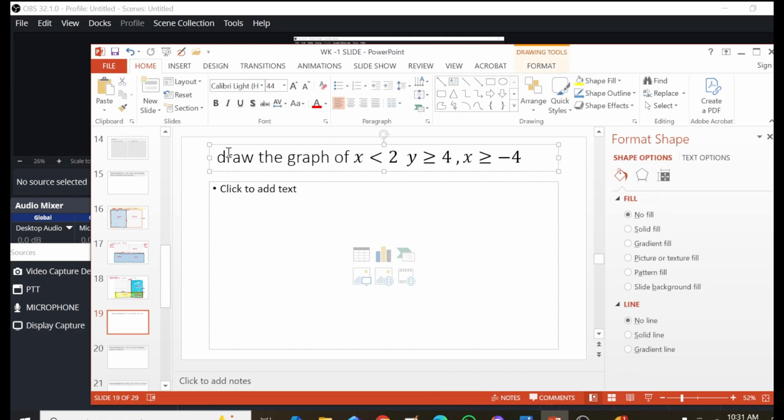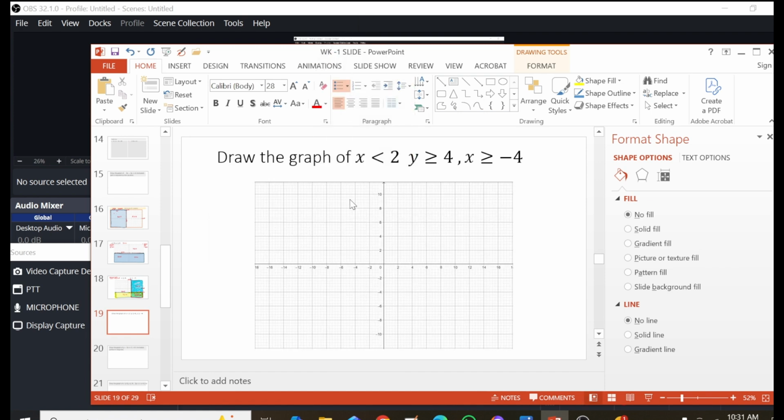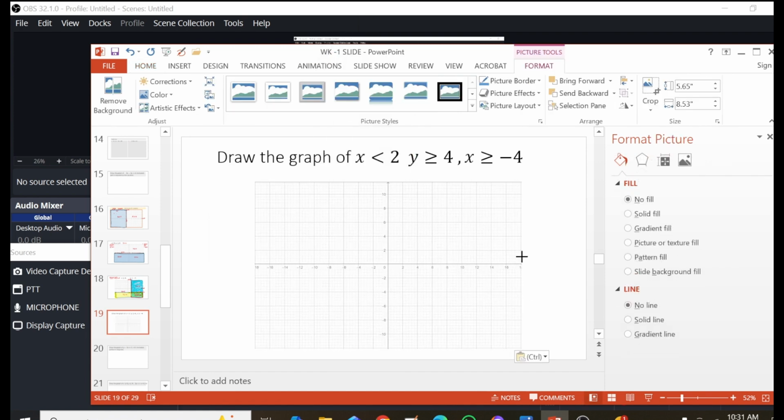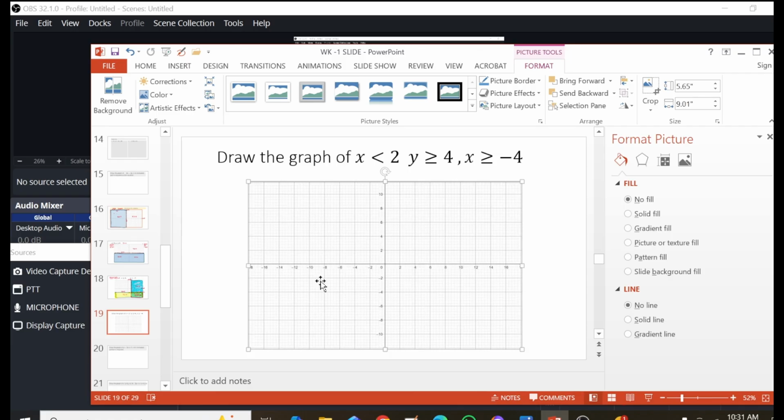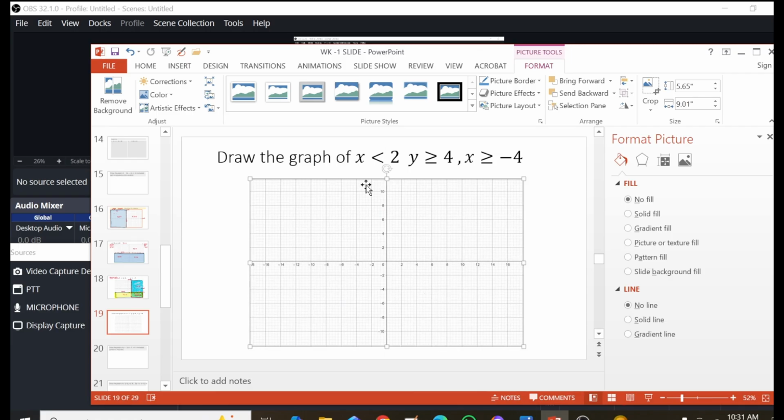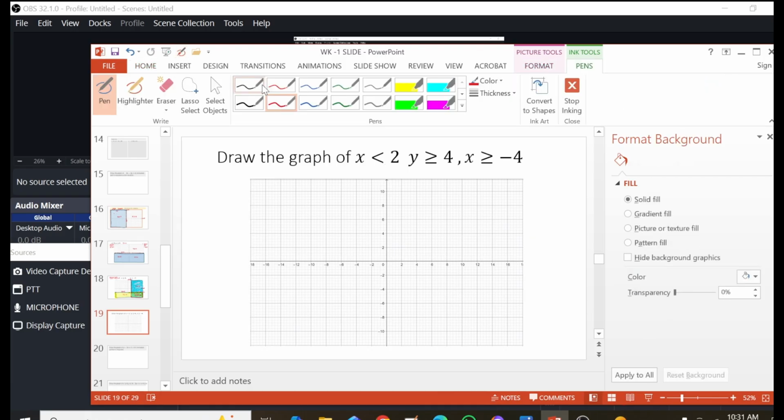So we have to find this, draw this. Let me use capital letter here. So in this, let's put our graph. In this graph, I have the x-axis and y-axis. This is my x-axis, and this is my y-axis. The first thing to draw is x is less than 2. I will go to where I have 2. This is 2.